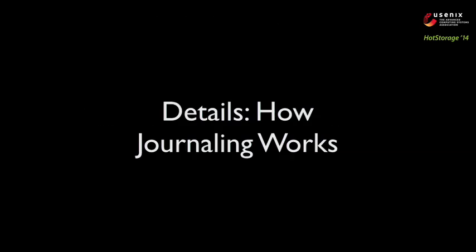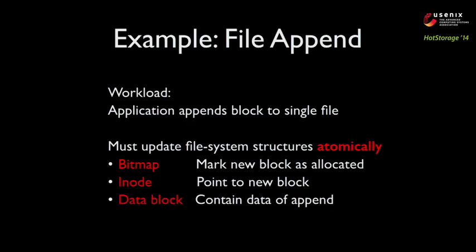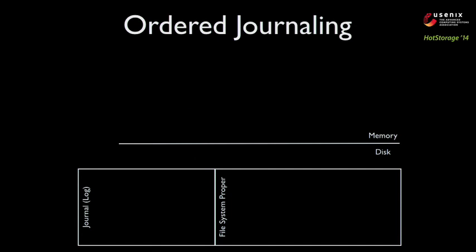Okay, so to understand a little bit how this OptiFS, optimistic file system, works, we have to talk a little bit about how journaling works. So bear with me. Here's a simple example workload. We're just appending a block to an existing file, and we'd like that to happen atomically. So we'd like to update structures like a bitmap, which marks a new block allocated, an inode, which points to the new block, and a data block, which contains the data of the append. We'd like all those to be updated atomically. And the journaling protocol is going to let us do that, more or less. So let's see how that works.